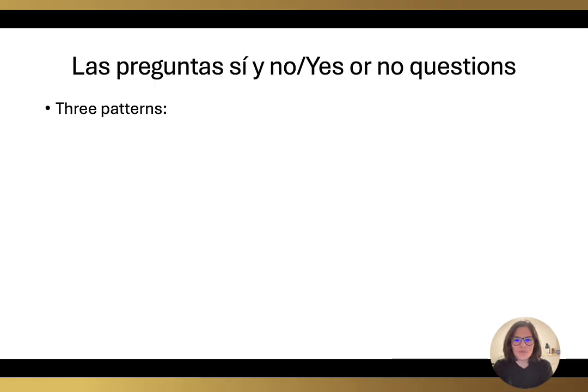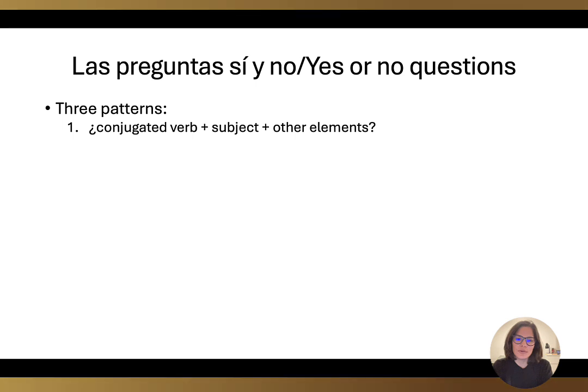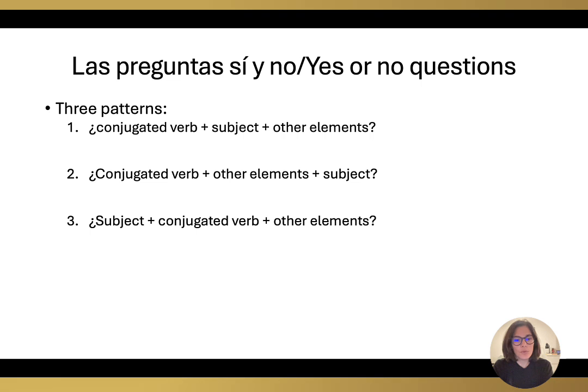First, I want to talk about yes or no questions, las preguntas sí y no. There are three patterns for these yes and no questions. The first pattern is you need a conjugated verb, a subject, and other element, or a conjugated verb, other element, and the subject. Or third option, subject, conjugated verb, and another element.